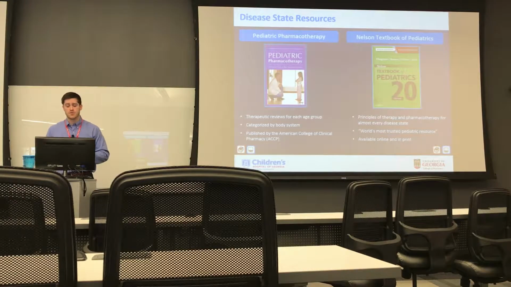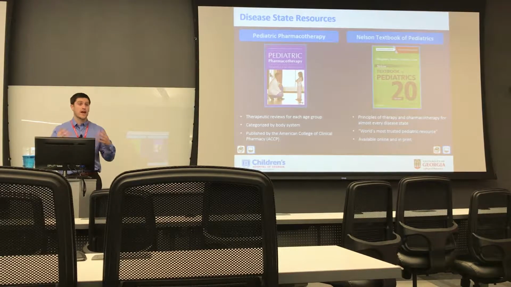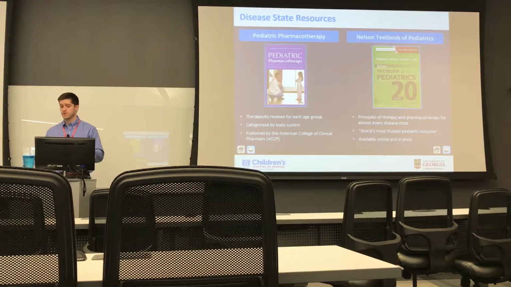And the Nelson Textbook of Pediatrics, also referred to as the world's most trusted pediatric resource. It has principles of therapy and pharmacotherapy for almost and nearly every disease state in the pediatric population. So just examples, it has IV electrolytes and fluid information, it has growth and development, it has mental disorders, psychiatry disorders, it has specific disease states, heart failure, so it's a very broad resource for disease states. So good resources for looking at specific disease states that might be affecting the pediatric population.